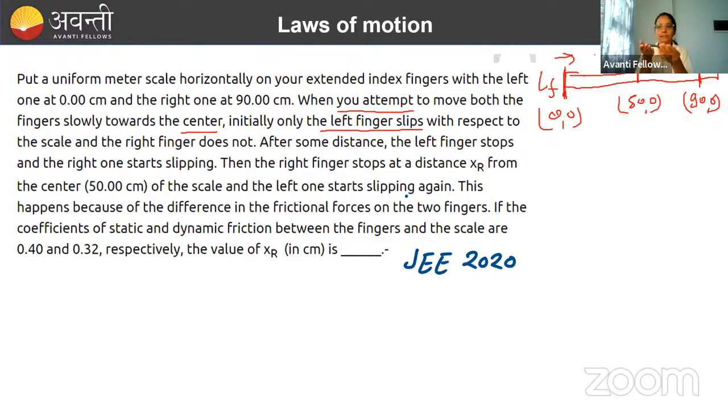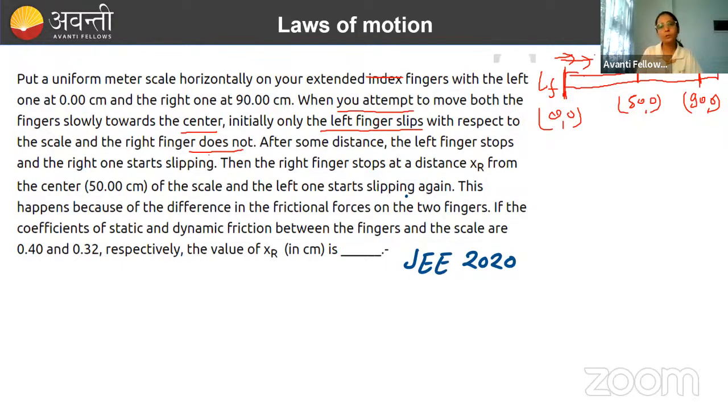Just say this is the meter scale. You have kept some index finger, something like this. So initially what is happening? Only your left finger is slipping with respect to the scale, and the right finger does not. It means initially what will happen? The right finger will stay at 90 and the left finger will go on forward. It will slip.